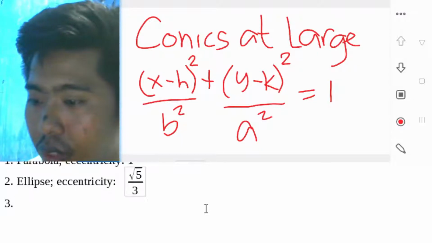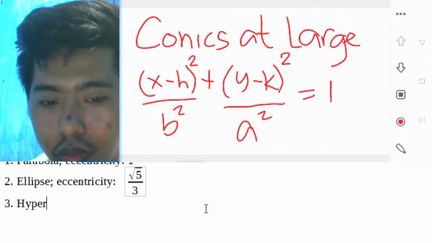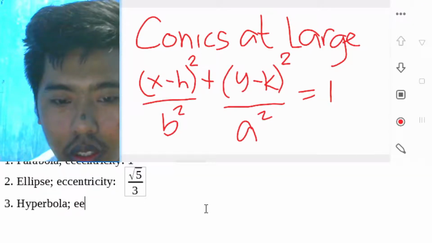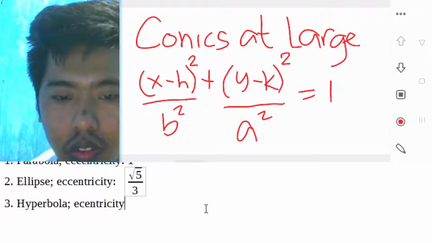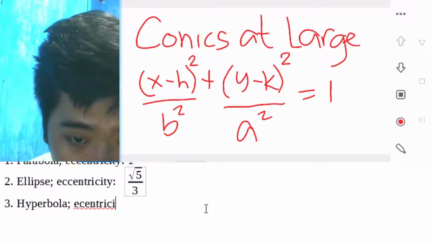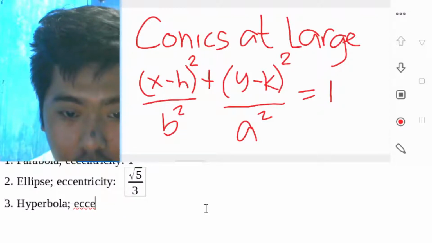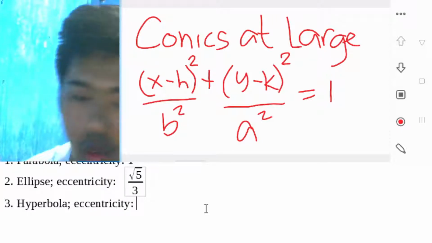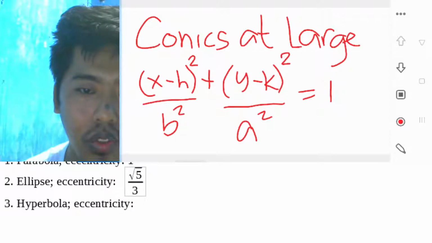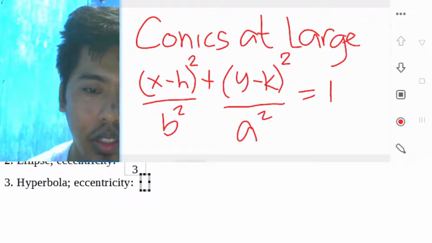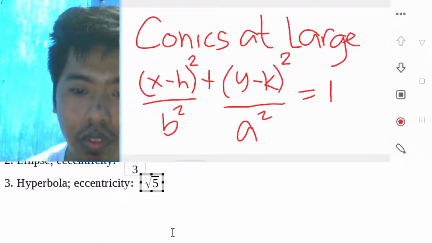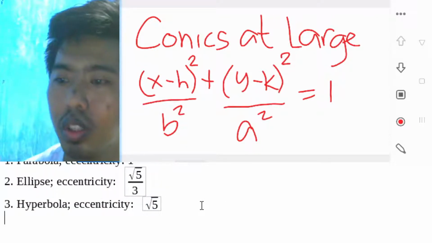Number 3, hyperbola, in which the eccentricity is square root of 5. Insert an object again, proceed to function here. That is 5. Okay, so that is your number 3.